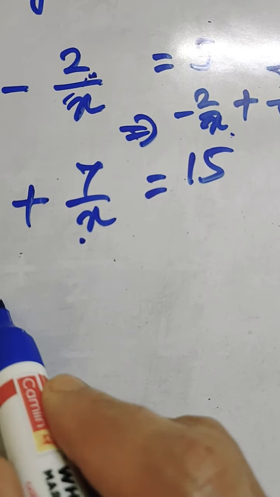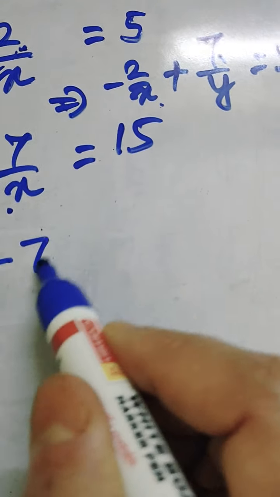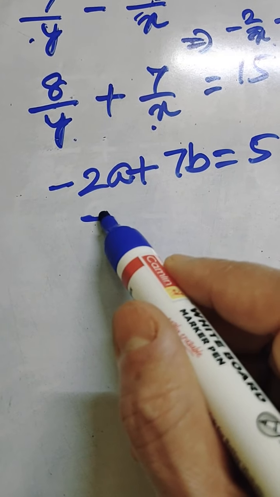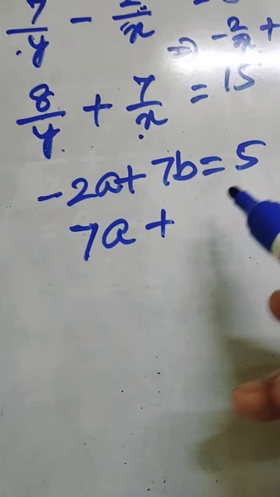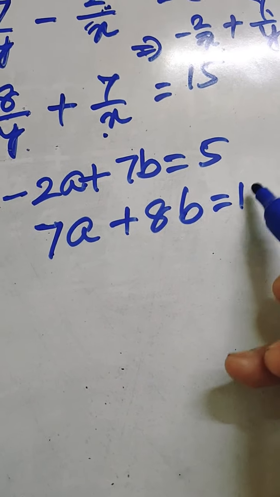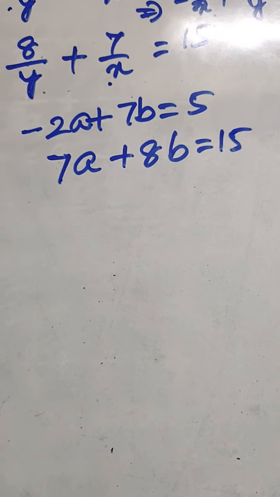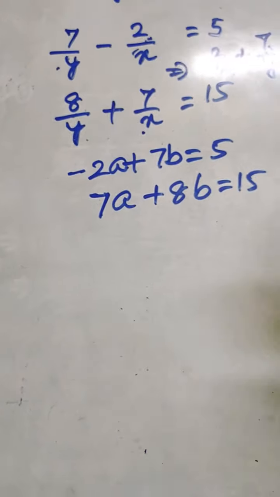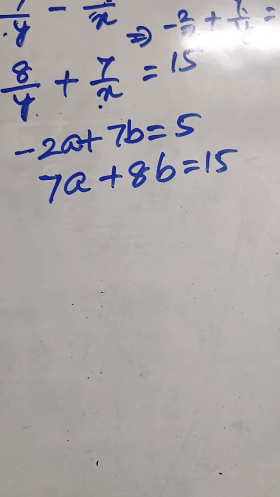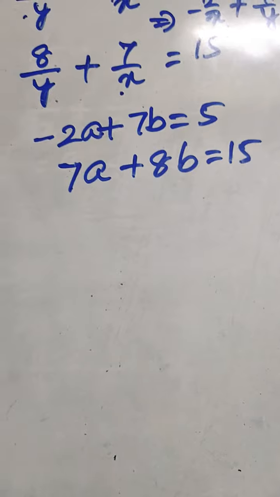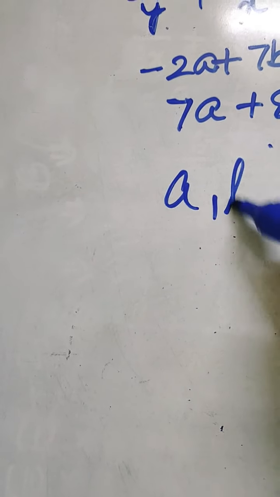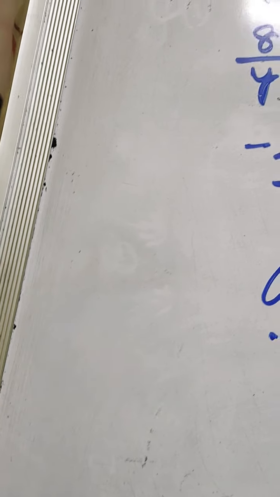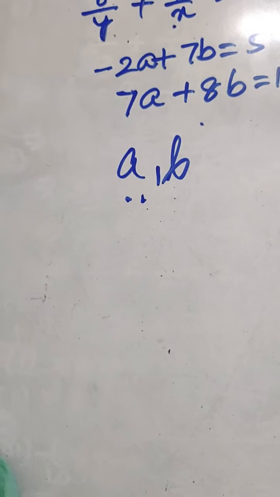Thus the equation reduces to minus 2a plus 7b equal to 5, and then 7a plus 8b equal to 15. Got it? So then again by the method of elimination, you can find out a, you can find out b. Then after getting a and b value, we will go back to, we have substituted a as 1 by y, so we can find out the value of x and y.